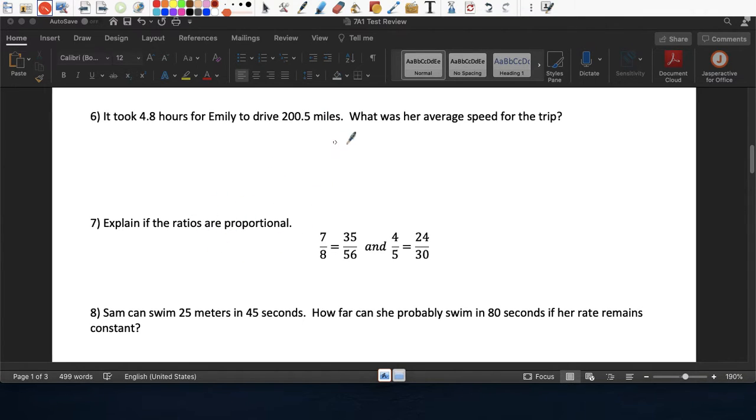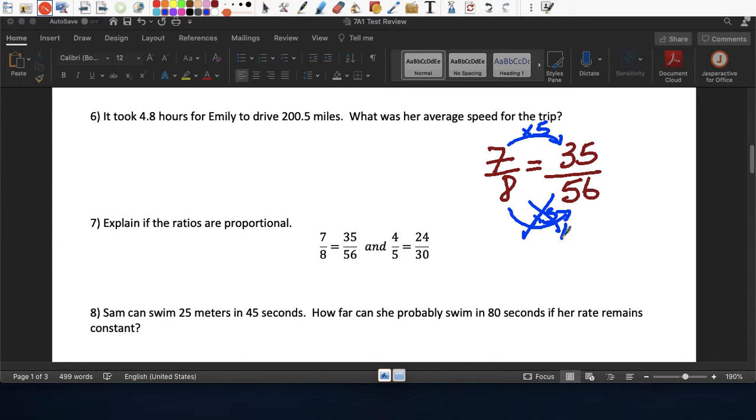Explain if the ratios are proportional. So let me take the first one over here. 7 over 8 equals 35 over 56. Tell me if this is proportional. Well, 2 ways you can do this. Well, let's go the easy way. 7 times what's 35? Times 5. So it means that the bottom should have been also times 5. Is it? Is 8 times 5 56? No. So right away we can say it's not proportional, right? Because we didn't multiply top and bottom by the same factor.